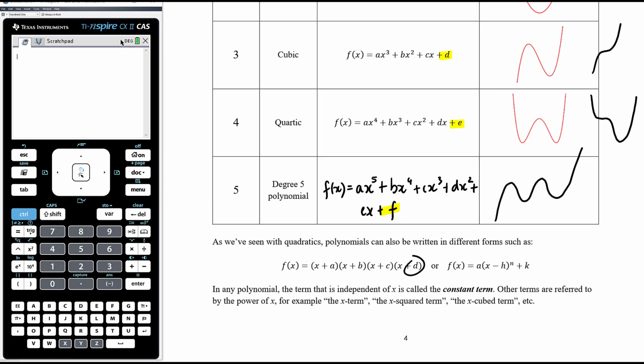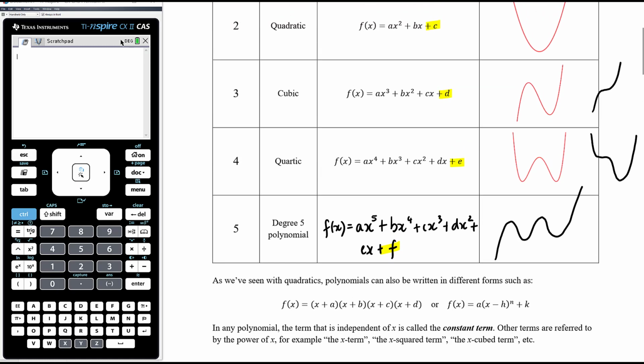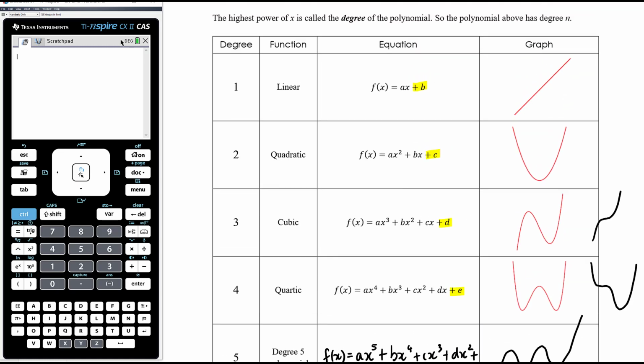Again, d is not the constant term. It's not just the number on the end. If we were to expand out all these brackets, we would have a number on the end that's a, b, c, d. Okay, that would be the constant term. So you need to think about what the function would look like in its expanded out form. As I mentioned, the leading term is the term with the highest power of x, and we usually write it first.